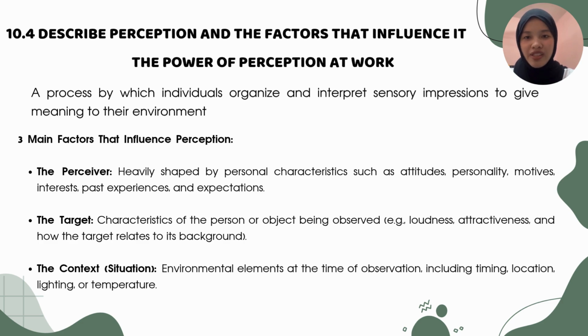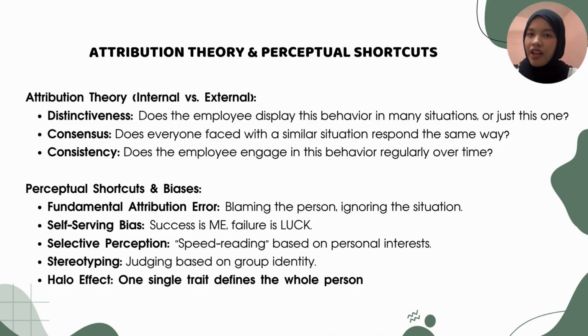The first one is the perceiver, whose personal characteristics like attitude, motives, and past experience shape what they see. Second, the target, which involves the traits of the person or object being observed, like their loudness or attractiveness. And finally, the context, meaning the environmental elements at the time of observation, such as the timing, location, or even temperature.